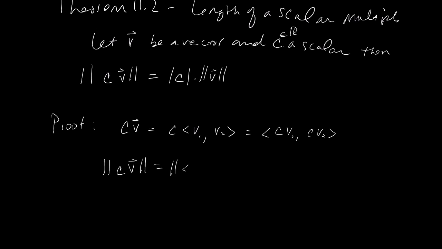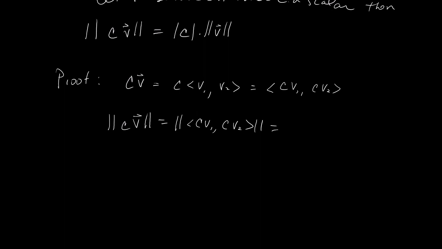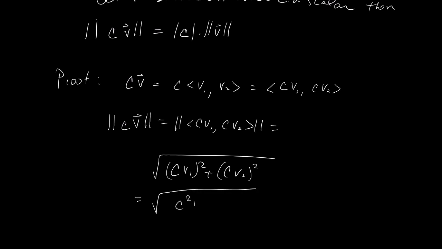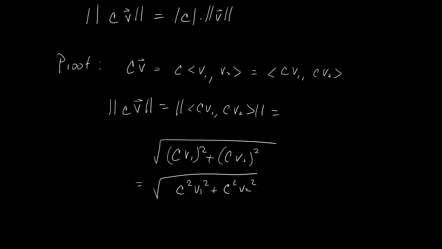So that's the magnitude of cv1, cv2, which is equal to the square root of cv1 squared plus cv2 squared. So it's the sum of the squares of the components. So that is equal to the square root of c squared v1 squared plus c squared v2 squared. Factor out the c squared.